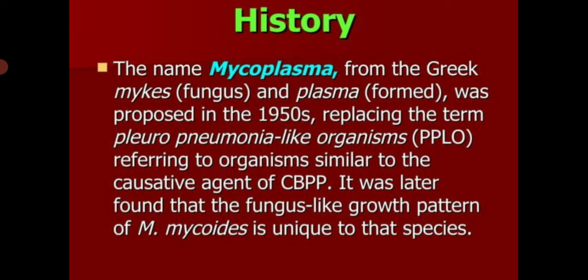Mycoplasma are the smallest class of Mollicutes. Mollicutes are soft-skinned bacteria, smallest in size, with self-replicating ability. The name mycoplasma was derived from the Greek word mykes. Mykes means fungus and plasma means formed. This name was proposed in 1950. Before that, the term was PPLO, pleuropneumonia-like organism.